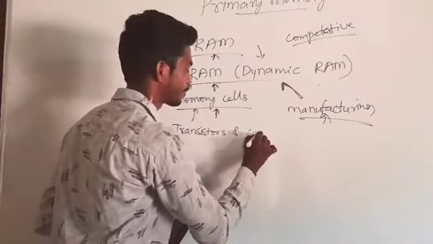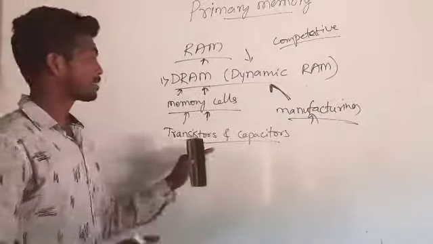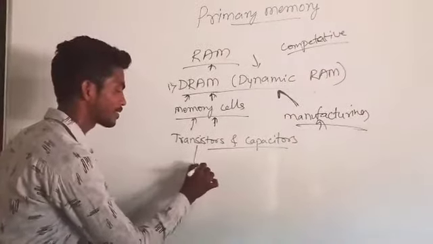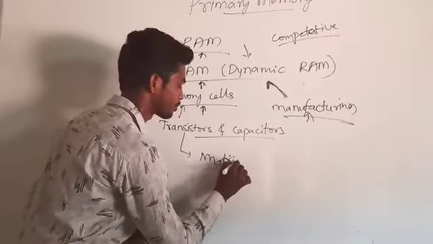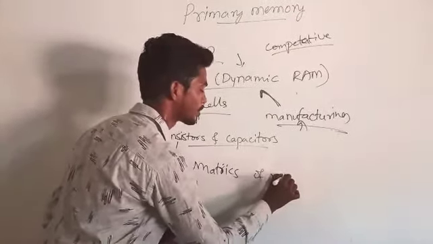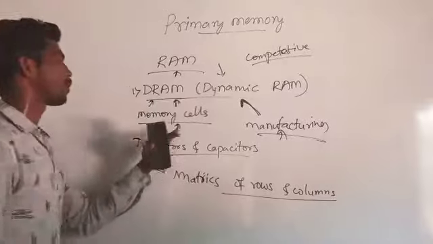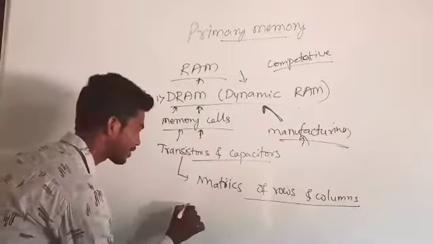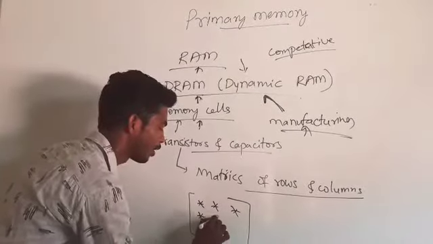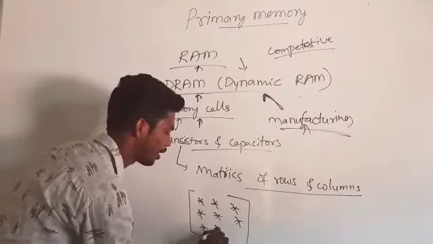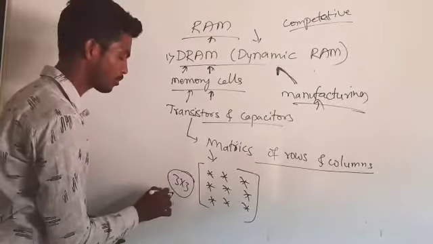and capacitors. These memory cells consist of transistors and capacitors, and these transistors will be arranged as a matrix of rows and columns, which means the transistors in the memory cells of a DRAM will be arranged as a matrix like this. The transistors will be arranged in rows and columns. I am just showing you a sample matrix of 3 by 3 rows and columns.